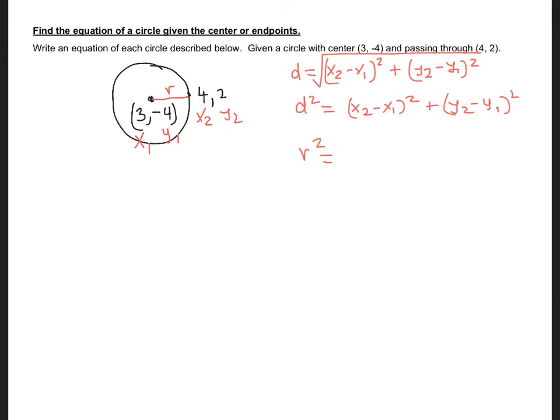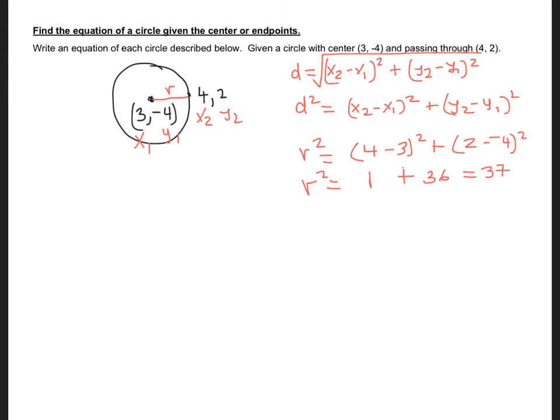So this is going to be my x2, which is 4, minus x1 which is 3, squared, plus y2, which is 2, minus y1, squared. Now I just have to simplify. 4 minus 3 squared is 1. And the next one is 2 minus negative 4, which is 6. So that is 6 squared, which is 36. I get 1 plus 36, which is 37. So r squared is 37.